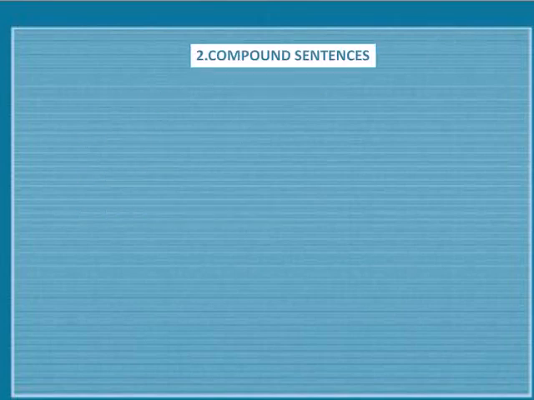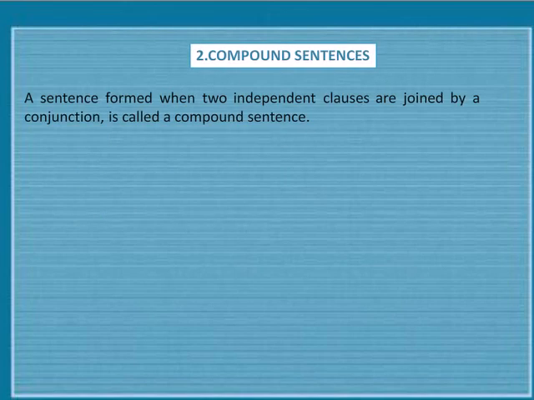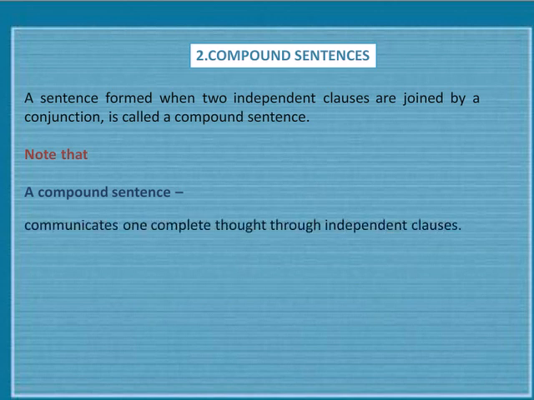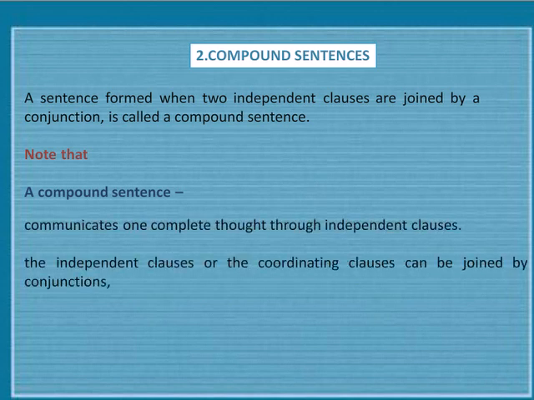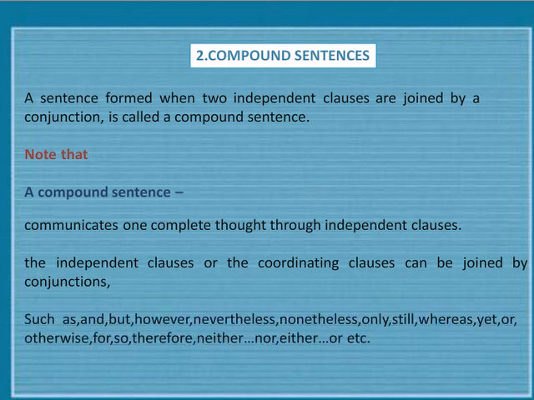Compound sentences: a sentence formed when 2 independent clauses are joined by a conjunction is called a compound sentence. Note that a compound sentence communicates one complete thought through independent clauses. The independent clauses or the coordinating clauses can be joined by conjunctions such as and, but, however, nevertheless, nonetheless, only, still, whereas, yet, or, otherwise, for, so, therefore, neither, nor, either, or, etc.